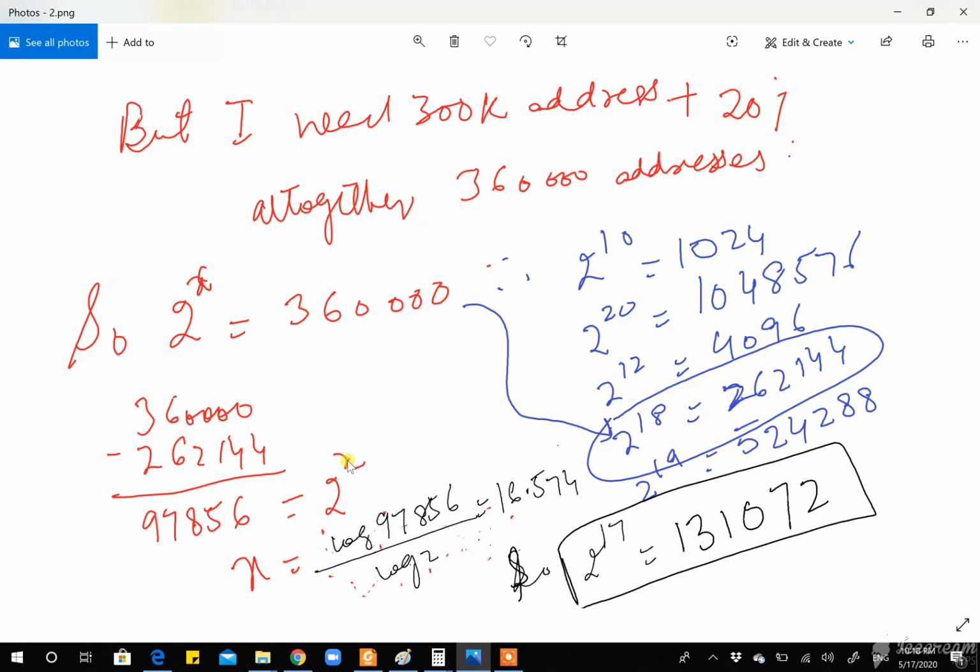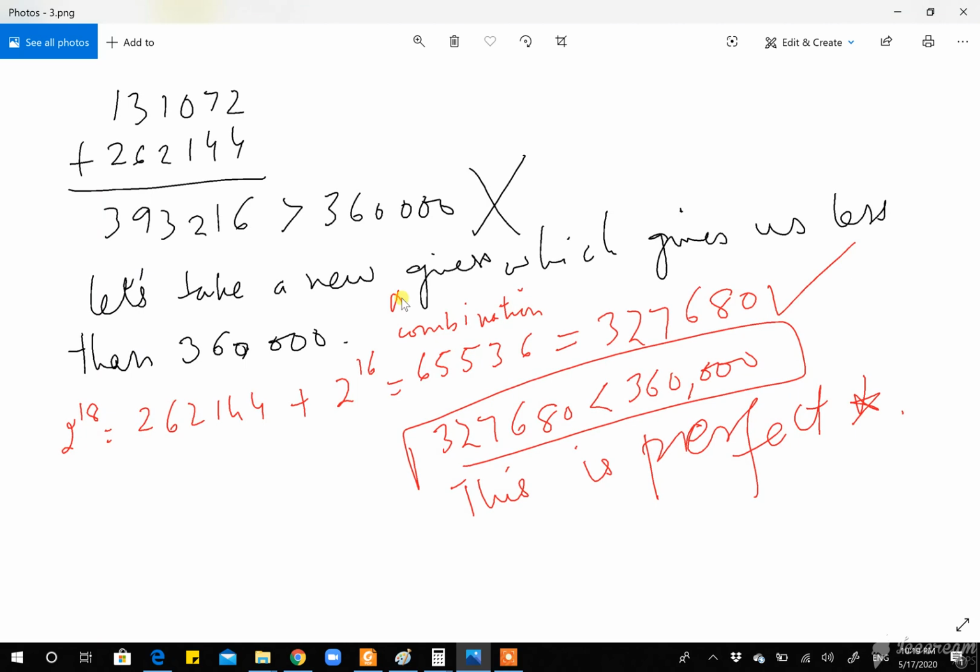I will take it again by using the log formula, so it means 16.57. We know that there are no decimal points in IP addresses, so we have to make it 17 to get that value. But 2 power 17 is 131072, and 131072 plus 262,144 makes it 393216, which is much bigger than 360000. So therefore we have to cross that option.